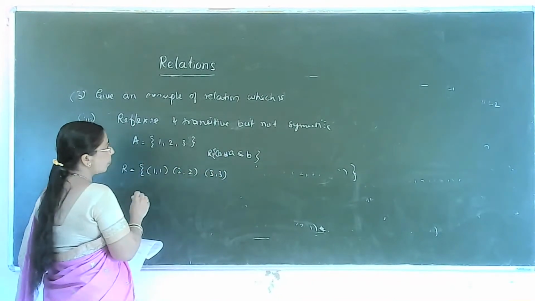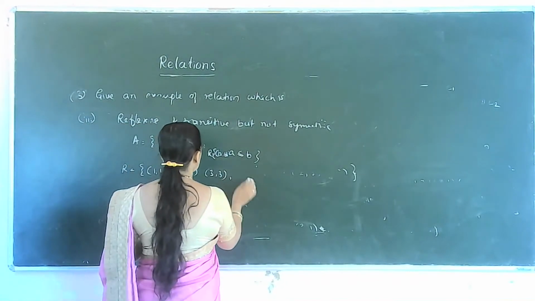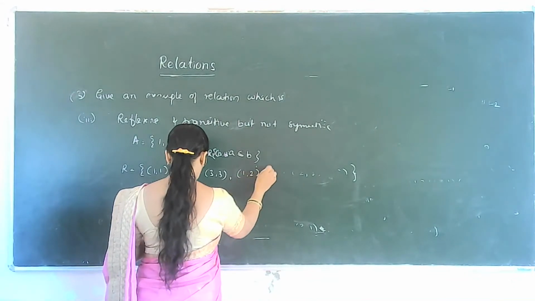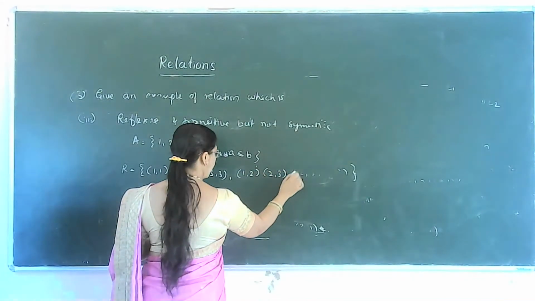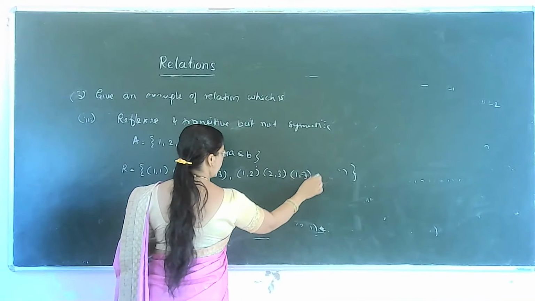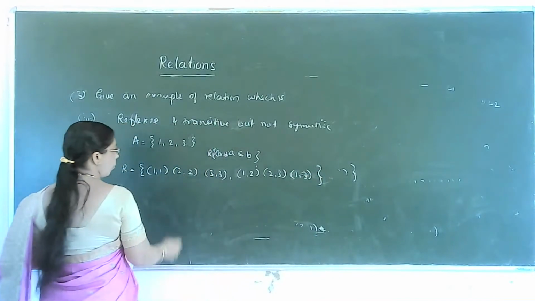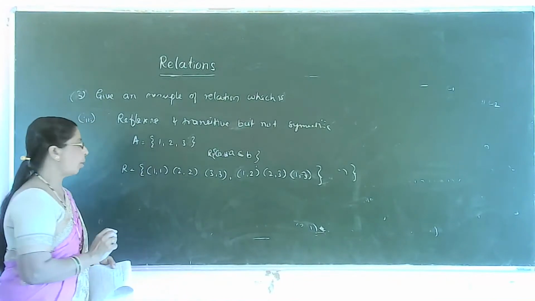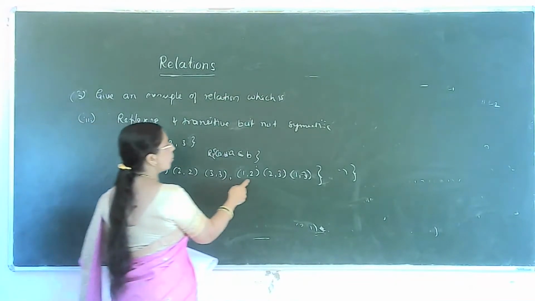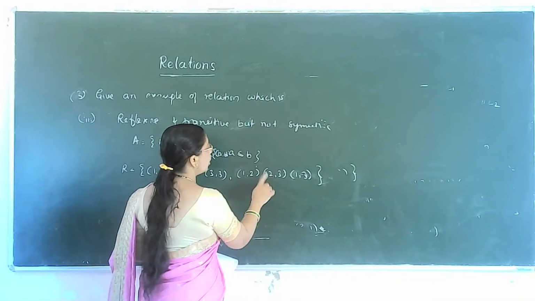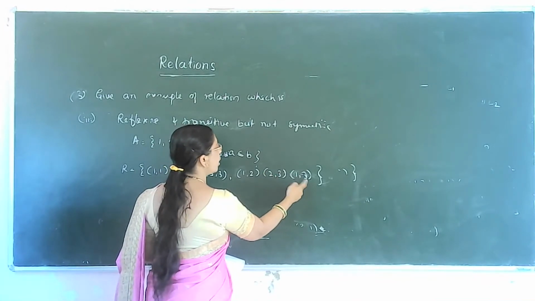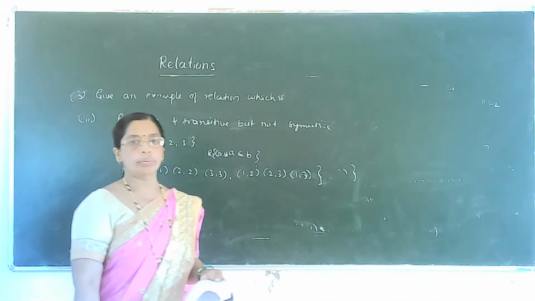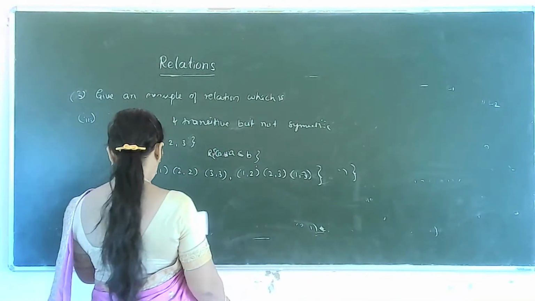You have to write it because it is reflexive. Transitive also. Therefore, we write (1,2), (2,3), and (1,3). Here (1,2) is there, but (2,1) is not there. (2,3) is there, but (3,2) is not there. (1,3) is there, but (3,1) is not there. Therefore, it is not symmetric.